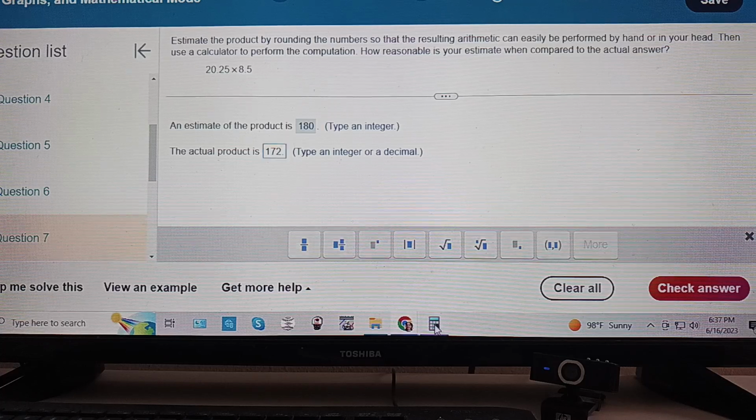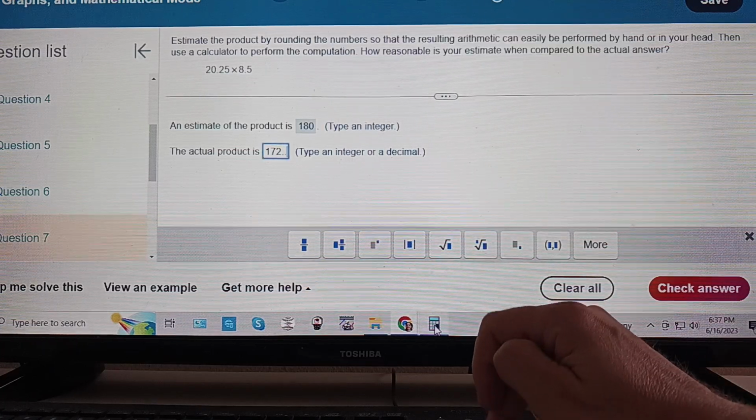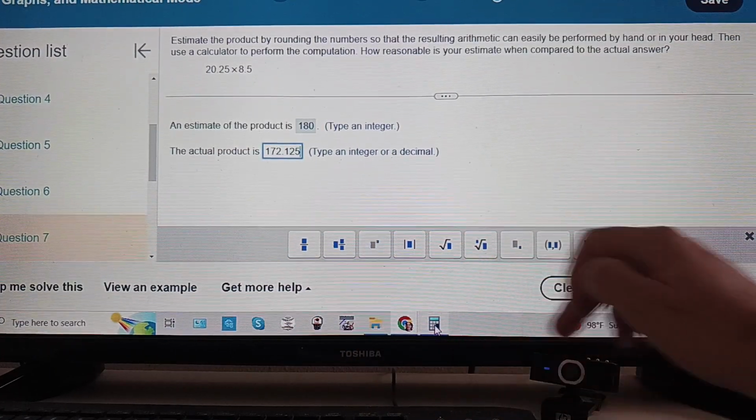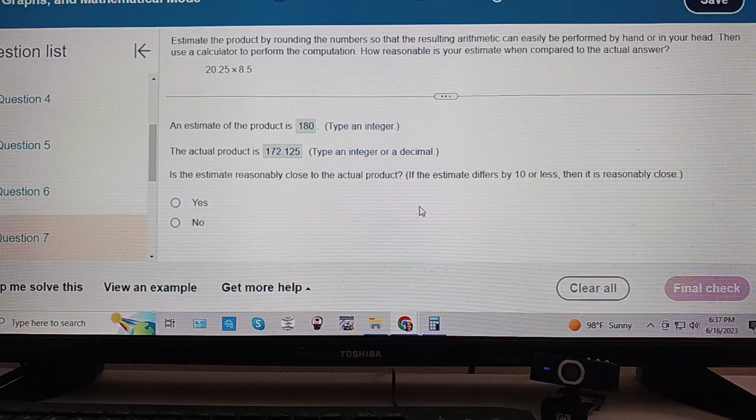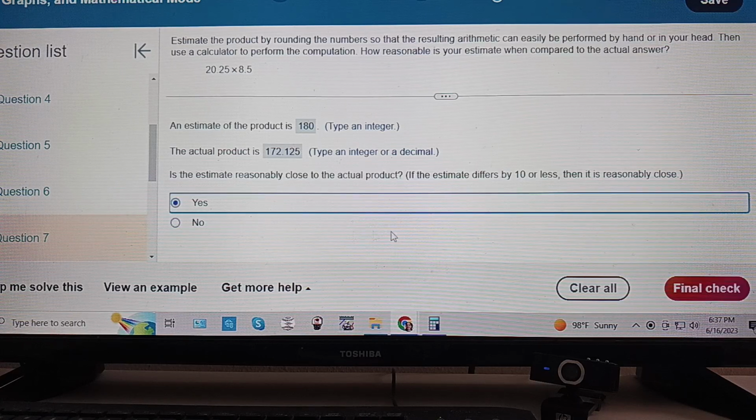So 172.125. It's almost like $10 off. And so now they're using a different rule here. And really, they didn't specify a rule before, just the other two were so close. There was no doubt that those were close. Here they're saying if you're at less than $10, then that's considered close enough. So this is less than 10, but just barely. So at least it's in the ballpark.